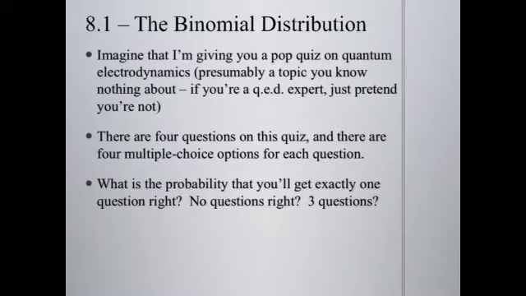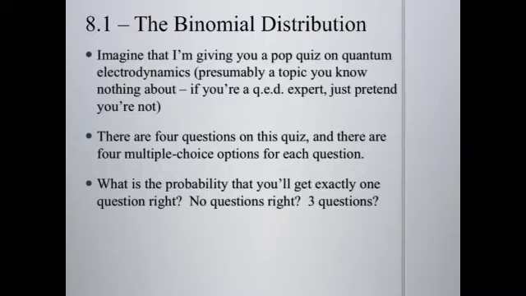So, I'm giving you a pop quiz on quantum electrodynamics. Presumably a topic you know nothing about, and if you are a QED expert, just pretend you're not. There are 4 questions on this quiz, and there are 4 multiple choice options for each of these questions. What is the probability that you'll get exactly 1 question right, no question right, or 3 questions right?